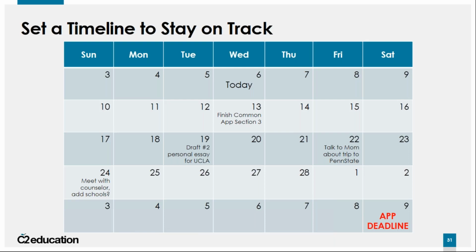What deadline are you going to ask your teachers for recommendations? Meet with your counselor to help set out a college list. When are your application deadlines? How many schools are you applying to by that application deadline? All of this should be set out. So get a calendar, get a planner, get something to help you keep track of all that, because it is going to be critical.